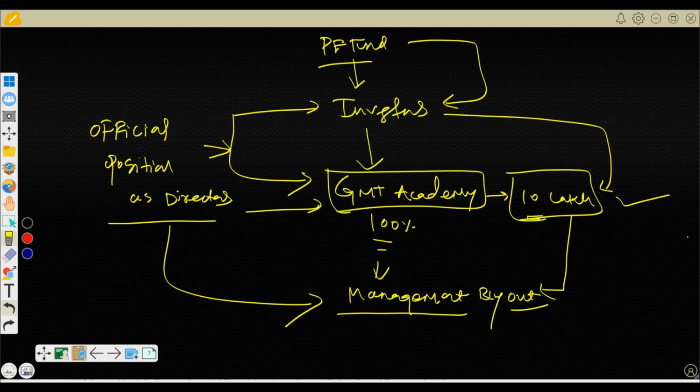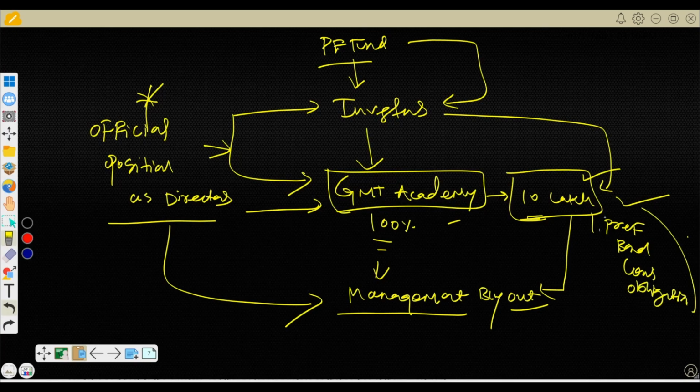So one was directly provide. If they only provide funding, then that would be your leverage. They don't want any position, they only want to fund GMT. If investors offer only funds, then that would be the leverage buyout. They only want to provide leverage. And how can they buy out then? Let's say through preference equity, bonds, loans, or any kind of obligations through which the investors can invest in GMT Academy.